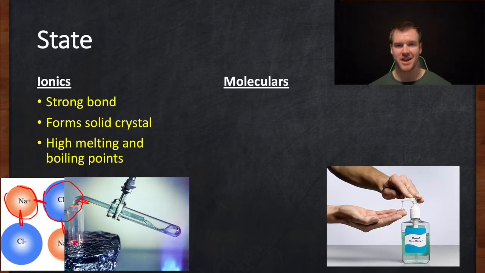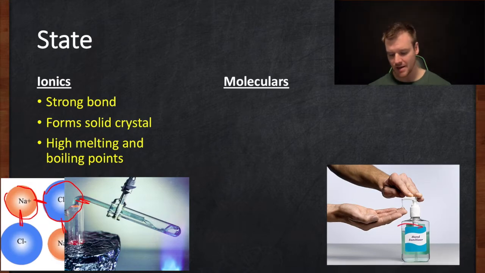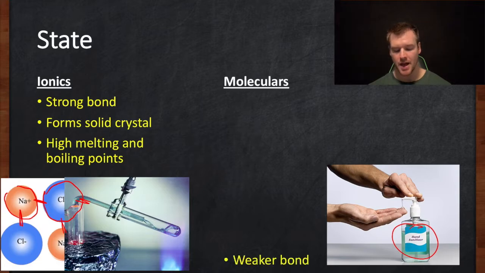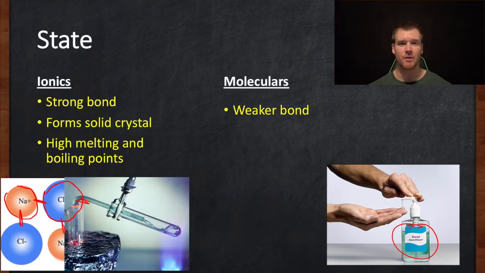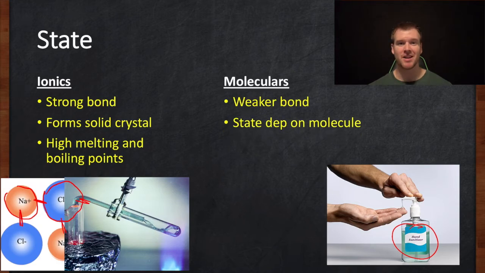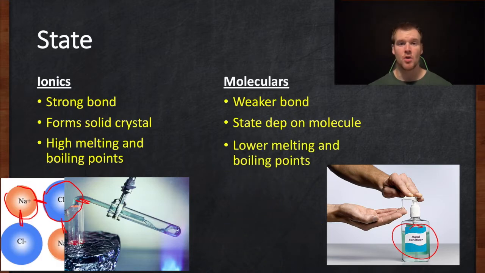For moleculars, they often already exist as a liquid or a gas, or it could be a solid as well. It just depends on the size of that molecule. I gave this example of hand sanitizer, which at room temperature is going to be a liquid. So they're a much weaker bond. They don't form that crystal lattice that we see with the ionics. Their state is dependent on the molecule, again, bigger ones being solid, smaller ones being gas or liquid. So they have much lower melting and boiling points. It doesn't take as high of a temperature to turn them into a liquid or a gas.